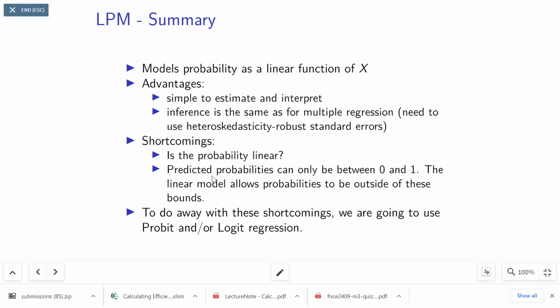Second, probability is a measure that is bounded between 0 and 1. The linear probability model allows the predicted probability to stretch outside of these boundaries so that the predicted probability can either be greater than 100% or become a negative number. This is obviously not realistic. And therefore, to do away with these shortcomings, we need to use either the probit model or the logit model.